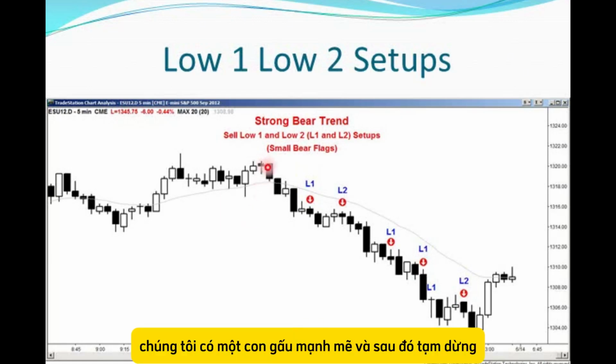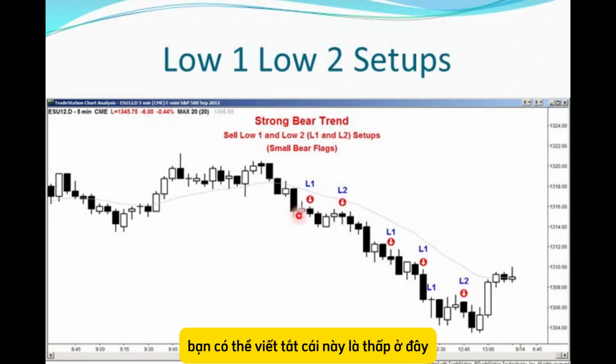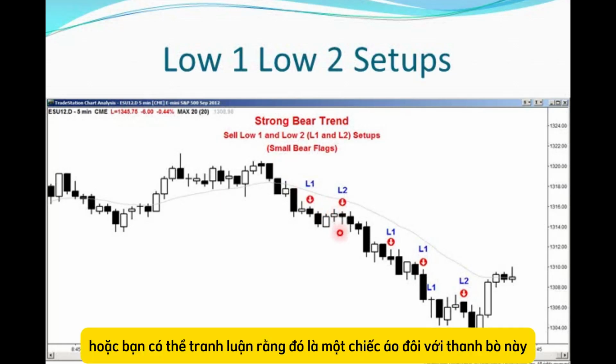For example, we have a strong bear spike and then a pause. You could short this as a low 1. Here, you can argue it's a low 1. You can say bear micro channel, first breakout above the bear micro channel, it should fail, and it's a low 1. Or you can argue it's a double top with this bull bar.